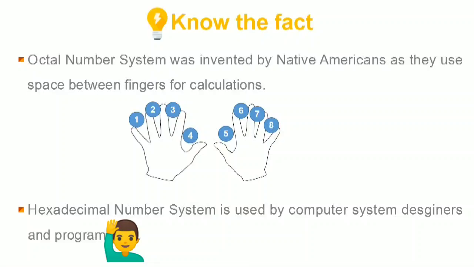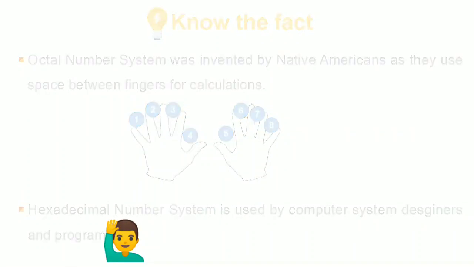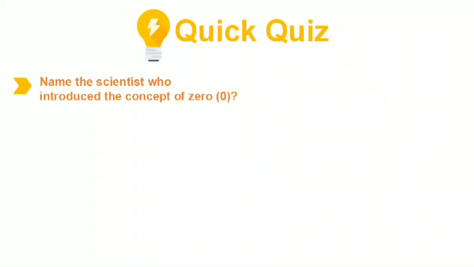So now here our chapter ends. I hope that all your concepts are cleared. Now let's start with quick quiz. See, name the scientist who introduced the concept of zero. It is very easy. Aryabhat. Okay.